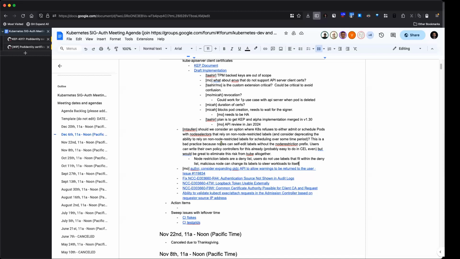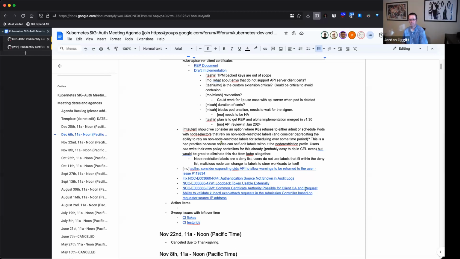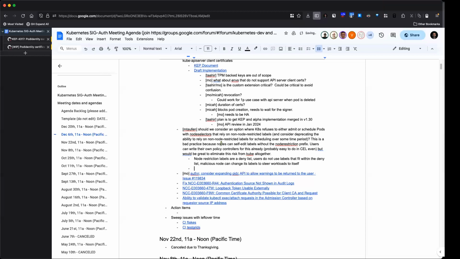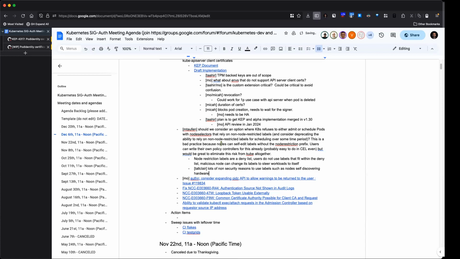What was I saying? Yeah, so I think there's a lot of non-security reasons to want to steer scheduling. An example that comes to mind is nodes self-discovering hardware that's available to them and applying those labels to the node, and then a workload that comes along and says, hey, I want to use this accelerator type, I want to use this feature. Although those are things that you could conceivably do out of band of the node as well, right, from the controller. Yeah.